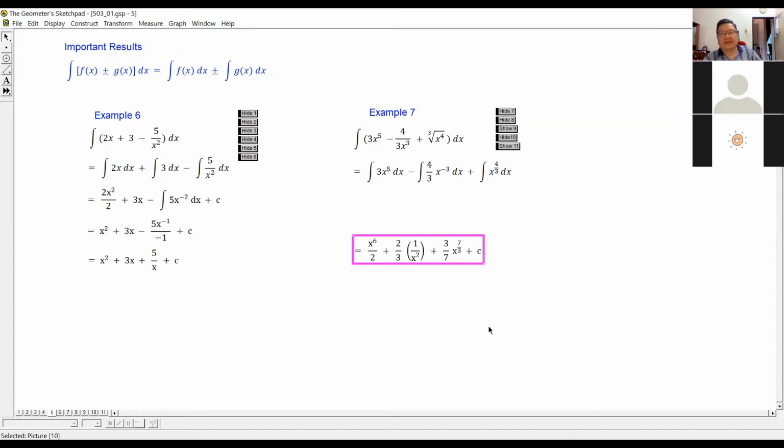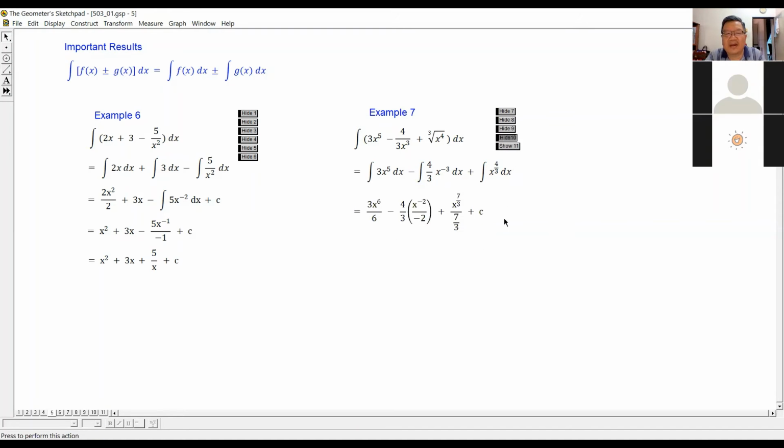Let's see how. This one I didn't show yet. Okay, right. So now the 3, you don't integrate, you put it in front. X to the power 5 becomes x to the power 6 divided by 6. And this number -4/3, we just put in front, -4/3. So -3 plus 1 gives -2, so becomes x to the power -2 divided by -2.